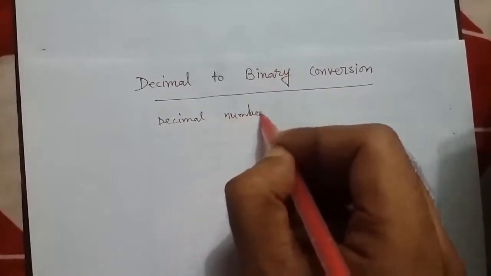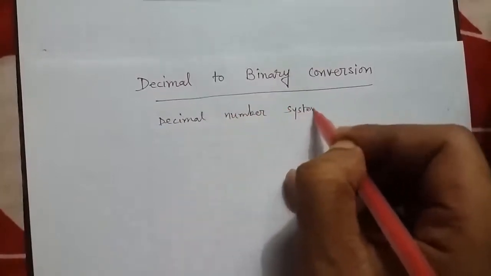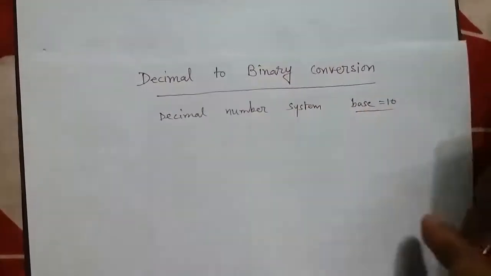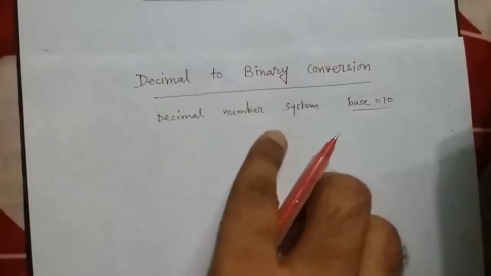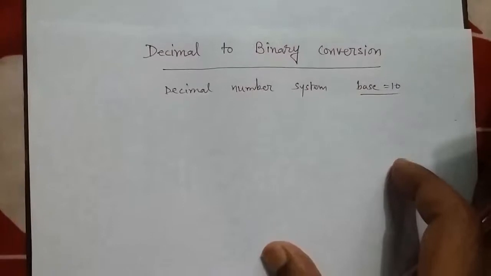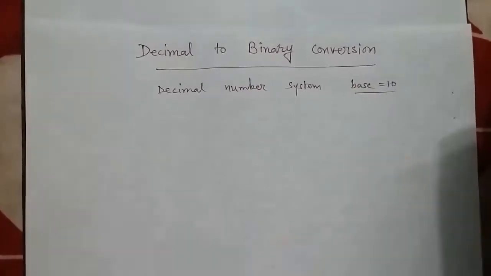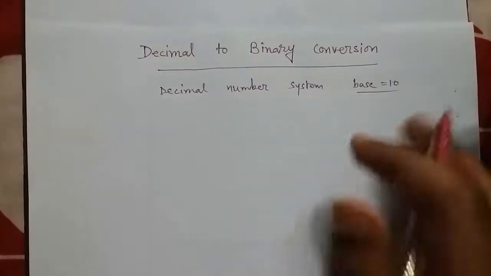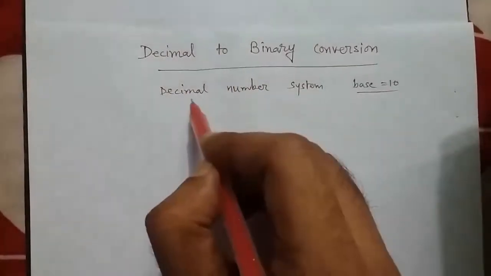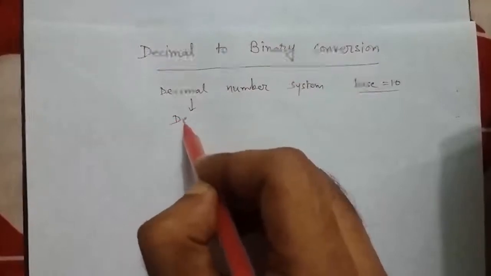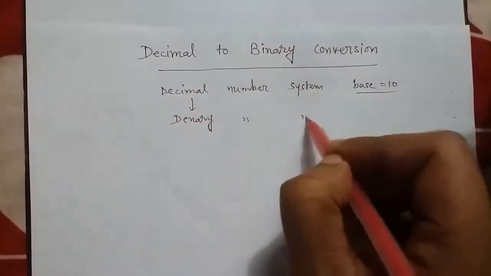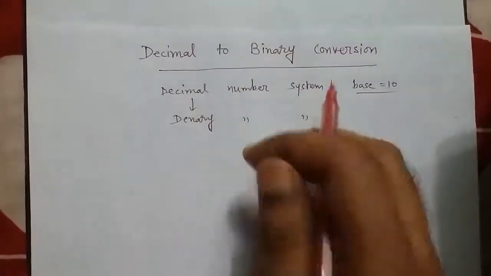Decimal number system, base is 10. You already know it because the decimal number system is composed of 10 digits, and these are 0 to 9. Okay. Now you must know that the decimal number system is also known as the denary number system. D-E-N-A-R-Y, denary number system. Okay.